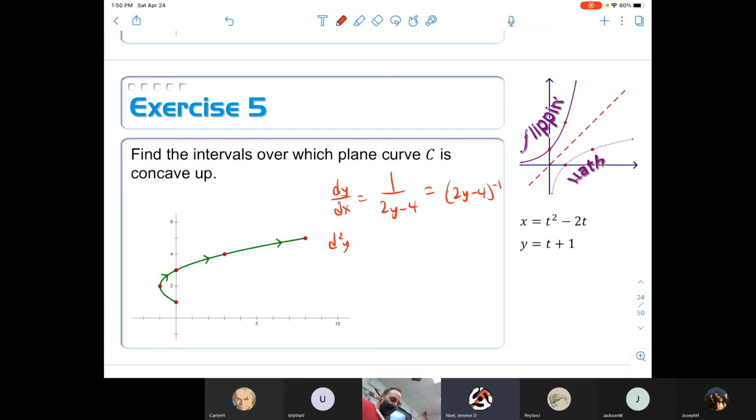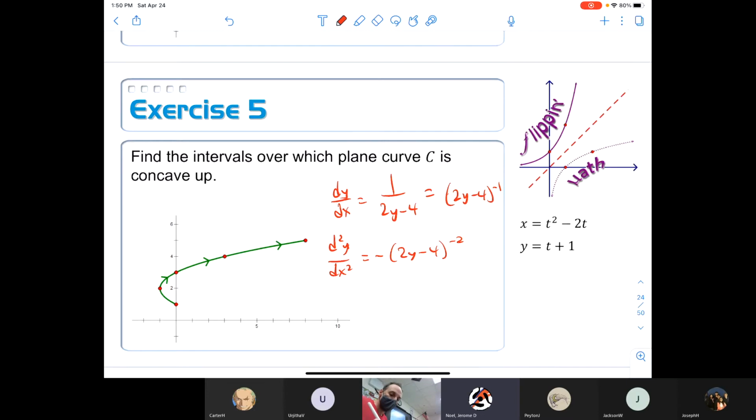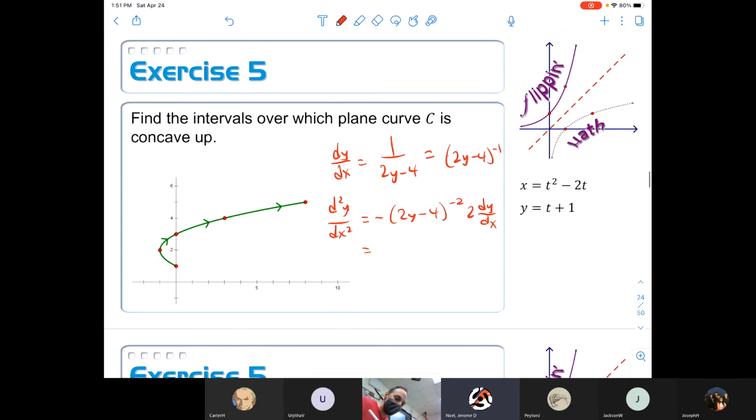Right, okay, so we got second derivative is equal to, leapfrog that thing down, -2y minus 4 to the -2 power. Is that all? Yeah, times the derivative of the interior. What's the derivative of the interior? 2 dy dx. Yes. And remember, this always happens with the implicit differentiation, that you have to back substitute. So let's clean this thing up and do some back substitution.